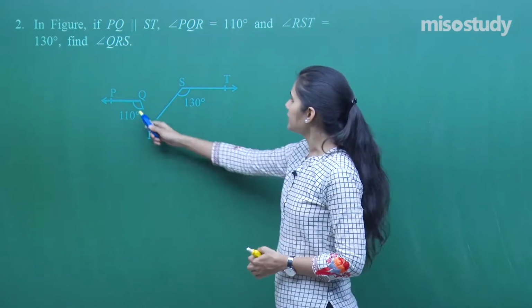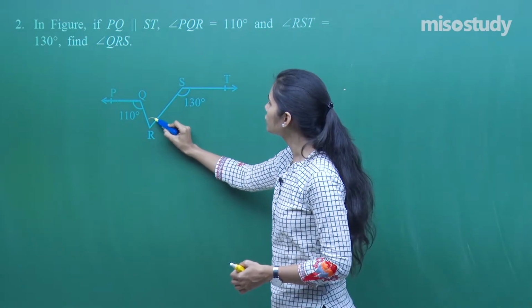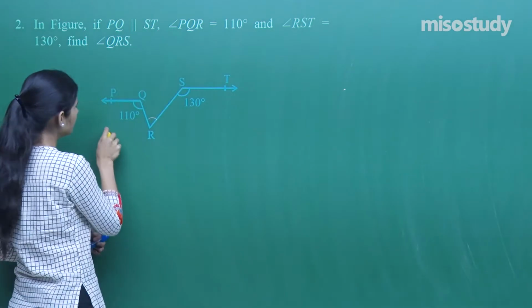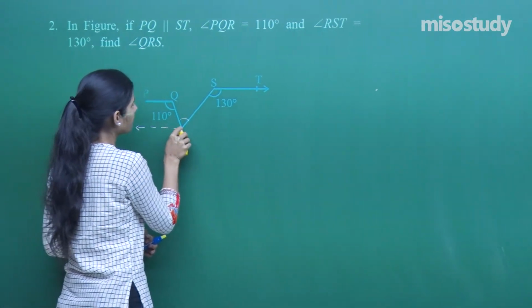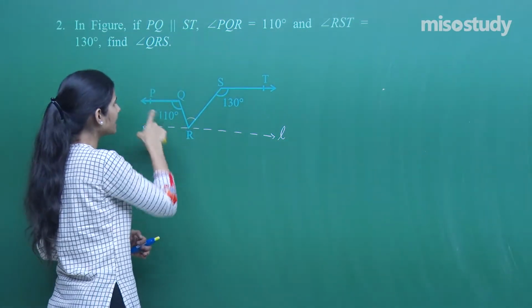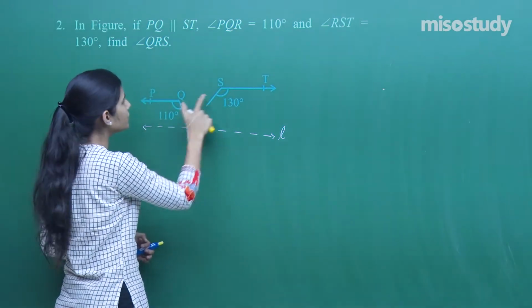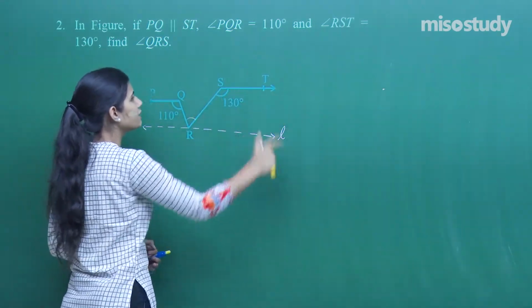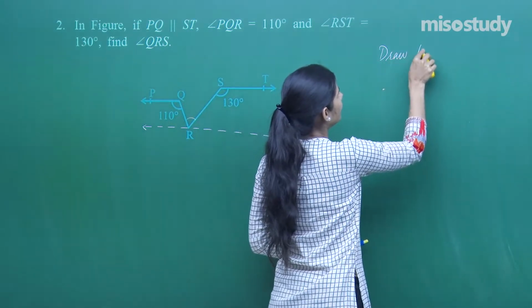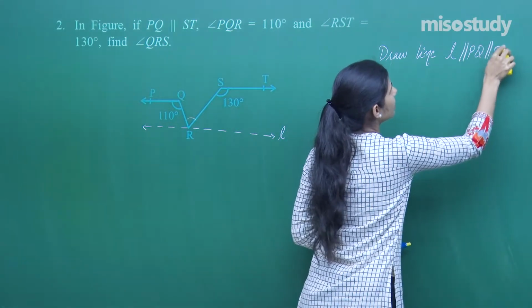Angle PQR is 110, angle RST is 130. I have to find this angle which is QRS. So what I do is I actually draw this line. I am constructing it in such a way that it is parallel to PQ, parallel to ST. Throughout, this line is parallel to PQ and also parallel to ST, because PQ itself is parallel to ST. So I draw line L parallel to PQ, which already is parallel to ST.